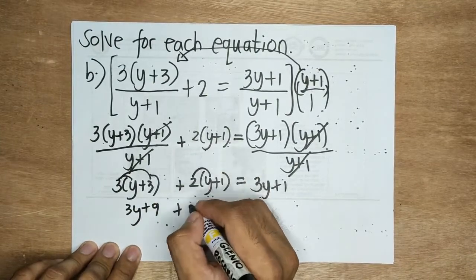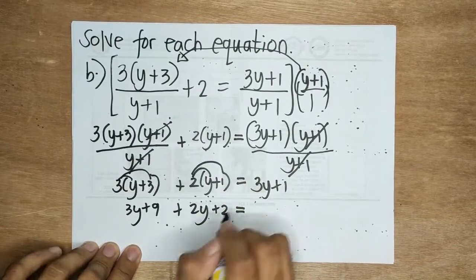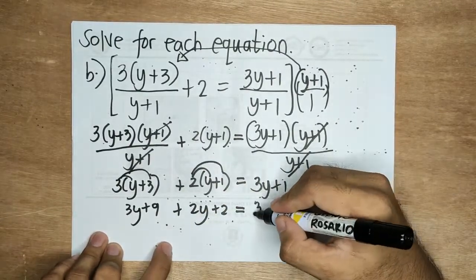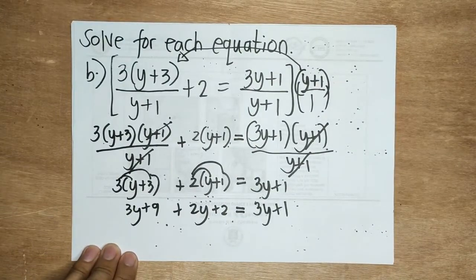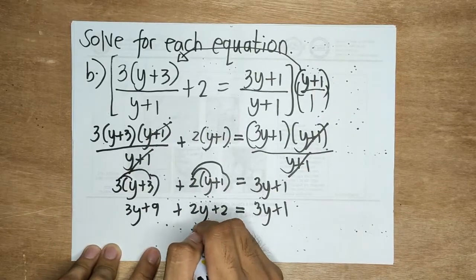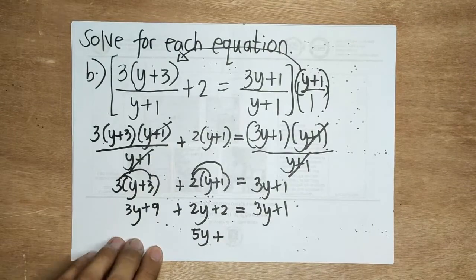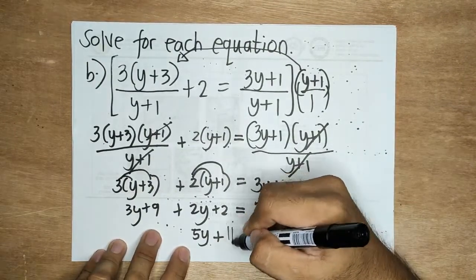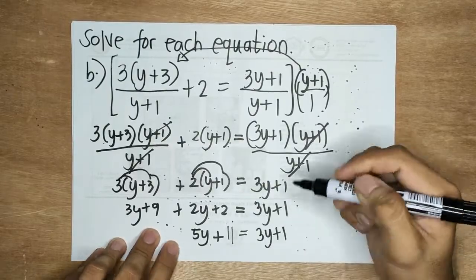Then 2 times y is 2y. 2 times 1 is 2. Is equal to, we simply copy 3y plus 1. Combining all the terms, we have 3y plus 2y is 5y. And then 9 plus 2 is 11, is equal to, we simply copy 3y plus 1.